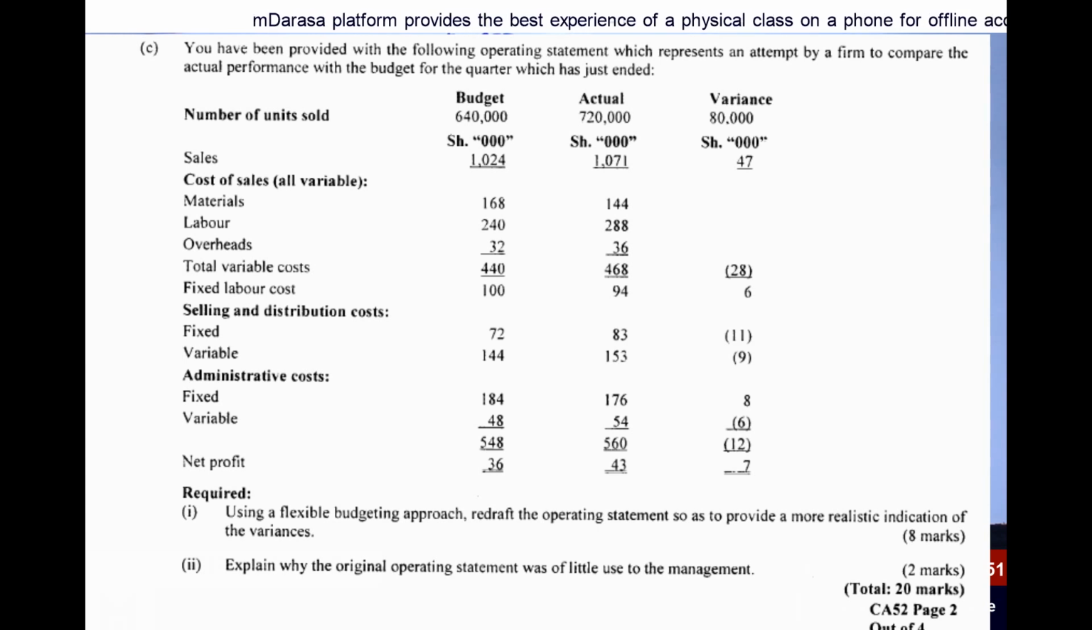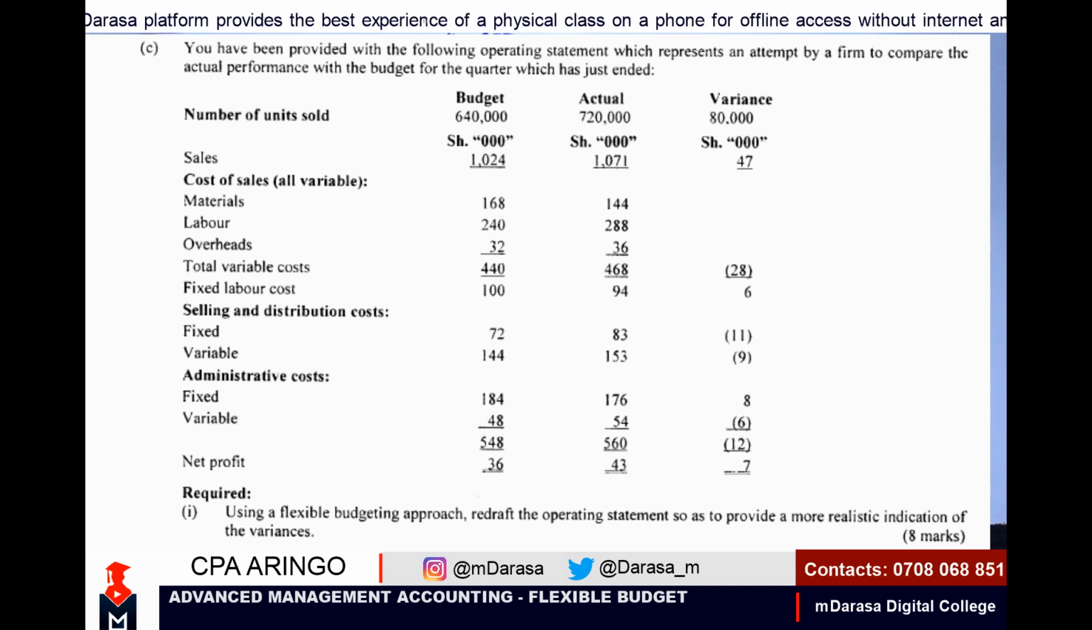As you can see in the question, we are told that you have been provided with the following operating statement, which represents an attempt by a firm to compare the actual performance with the budget for the quarter which has just ended. Then we are told the number of units sold, budget, and we have the actual. We do have the aspect of what? The variance. Our sales figure is given at that point.